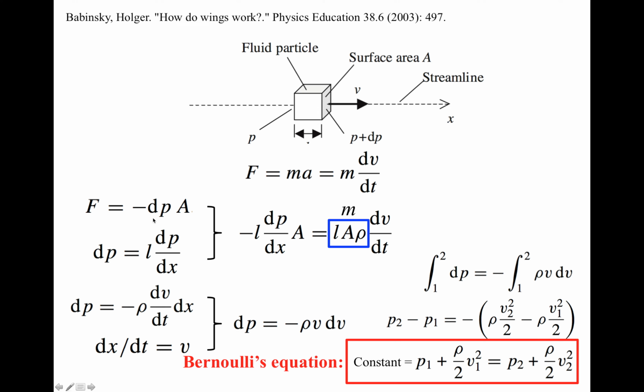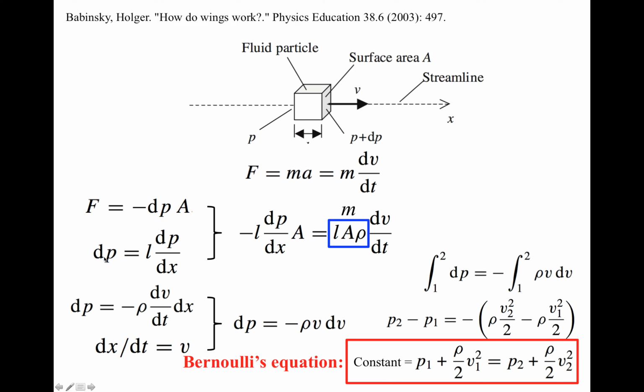Then what exactly is dP? dP is the pressure difference across the length of this particular fluid particle, and the length of the fluid particle is L. It's L here, right?